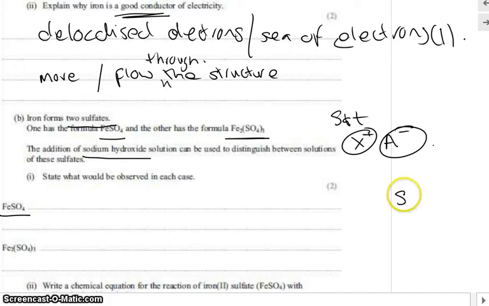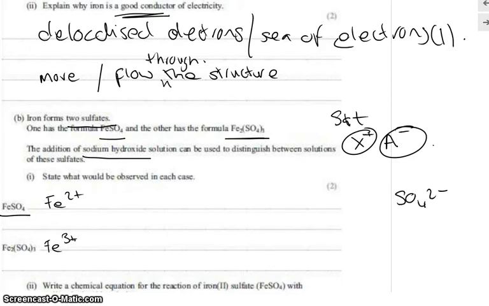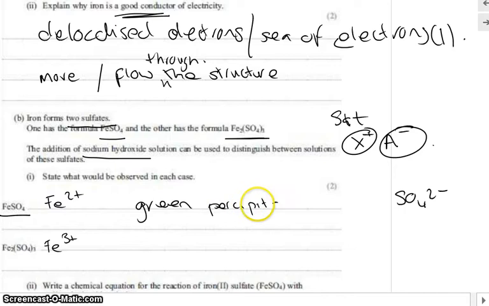So sulfate, SO4 2-, has a charge of 2-. So because this is FeSO4, this means this must be iron 2. So this would say this is iron 3. Okay, so we've got iron 2 and iron 3. So you need to write down what would be observed in each case. So we need to learn this off and you need to remember it. No other way, only remembering it. So the iron 2 will give a green precipitate. And the iron 3 will give a brown precipitate.